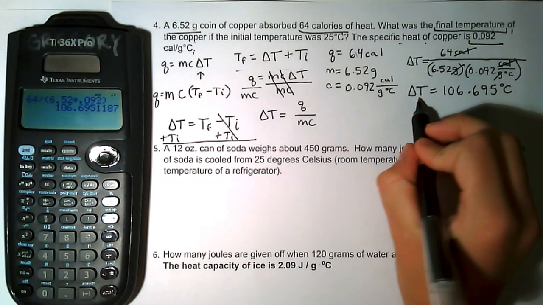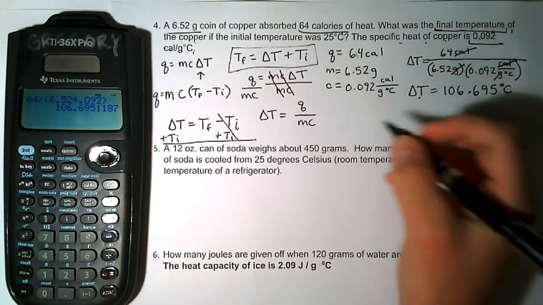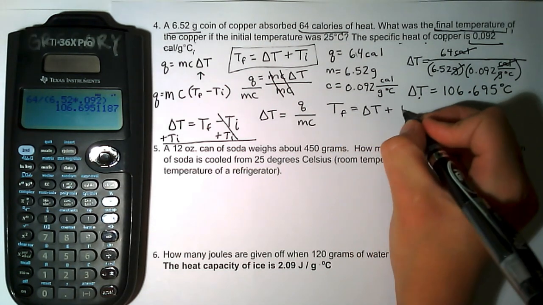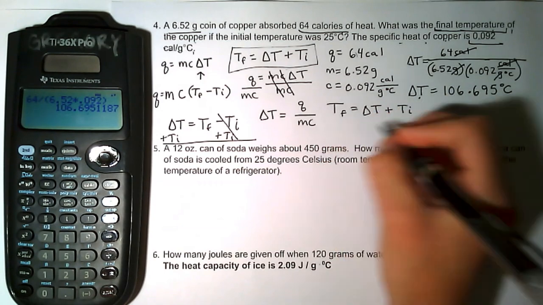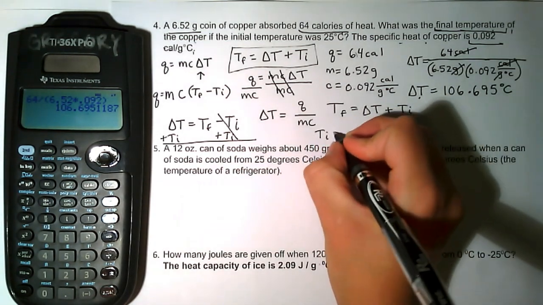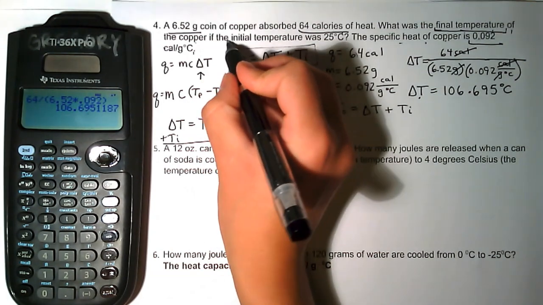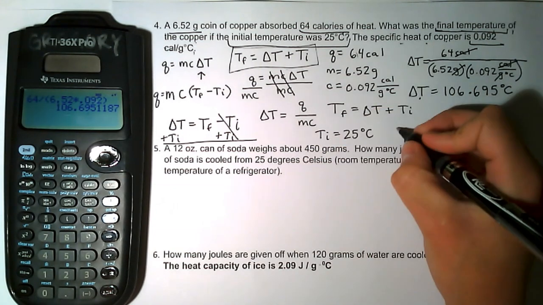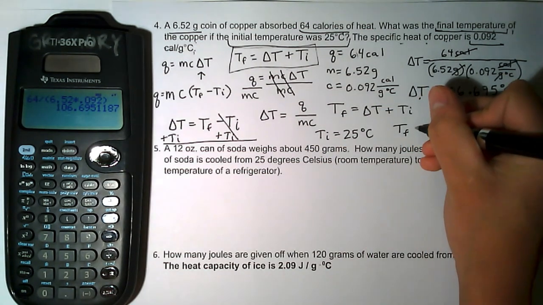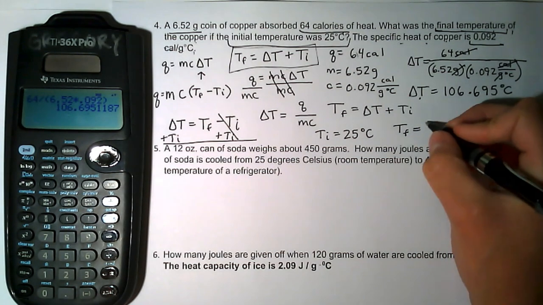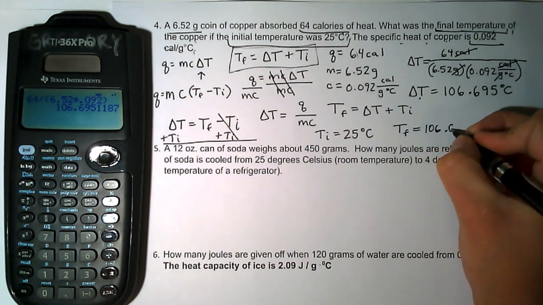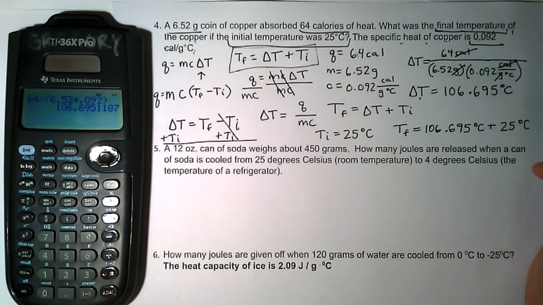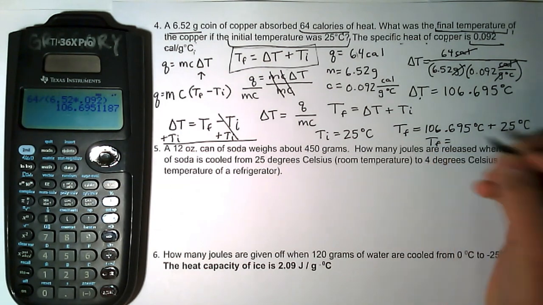So we need to substitute this back into our rearranged equation up here. So we know that our final temperature will be equal to delta T plus our initial temperature. Our initial temperature, T initial, we need to find in the problem. It says the initial temperature was 25 degrees Celsius. So now we need to do T final. It's getting a little messy here, but that's okay. It equals delta T, so 106.695 degrees Celsius plus 25 degrees Celsius. And that will give us our T final. We just need to add those two things together.